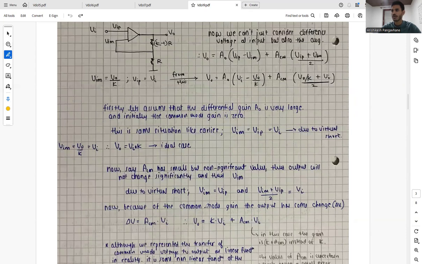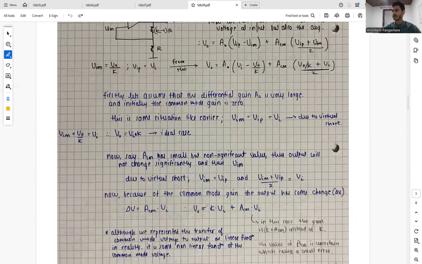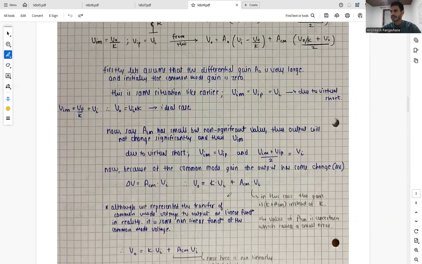So as VIM becomes VIP, and we know that VIP is Vi, the average becomes Vi. And now because of the common mode gain, the output has some change, which is, let's say, delta V. So delta V will be ACM times Vi, and thus the output will look like K times Vi plus ACM times Vi. And in this case, the gain is K plus ACM instead of K. The value of ACM is uncertain, which causes a small error.